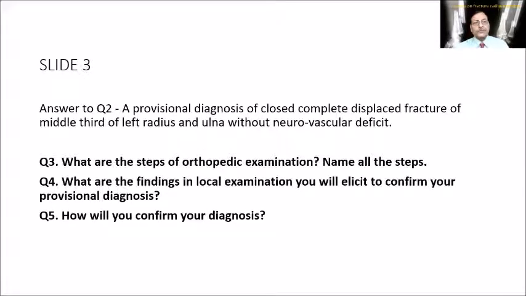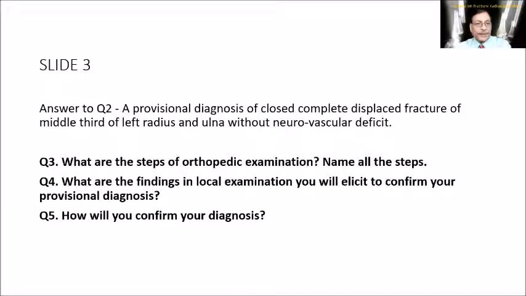The provisional diagnosis has to be closed, complete, displaced fracture. Displaced because it is deformed, and deformity will always come when the fracture is displaced. So, closed, complete, displaced fracture of the middle third of the left radius and ulna without neurovascular deficit. Most of the time, deformity occurs because both bones are fractured. One bone fractured may not give that much deformity, but still it could be one bone as well. So you are well within your rights to write fracture of the radius or ulna as a single bone fracture.